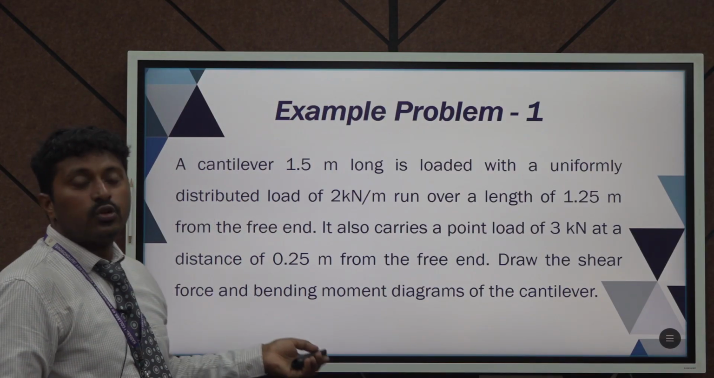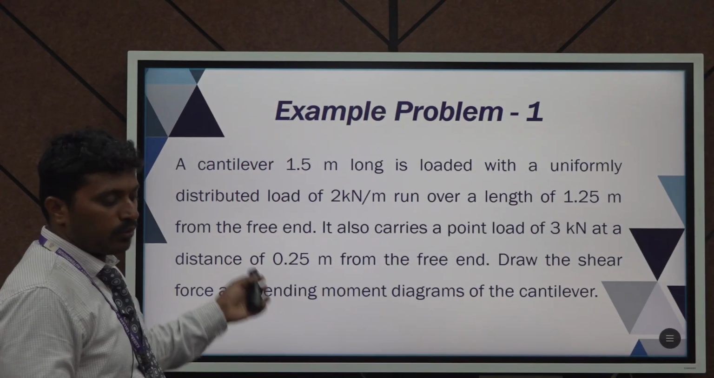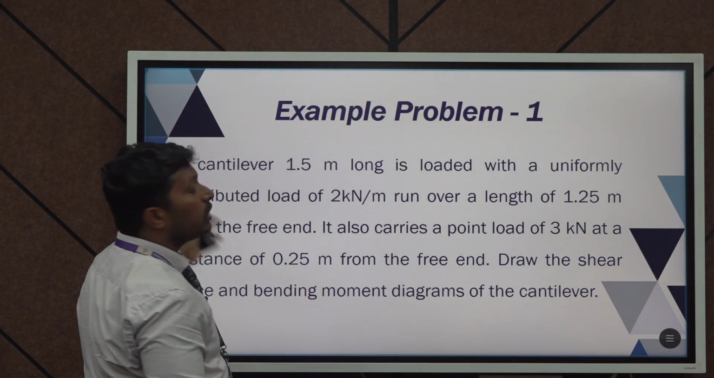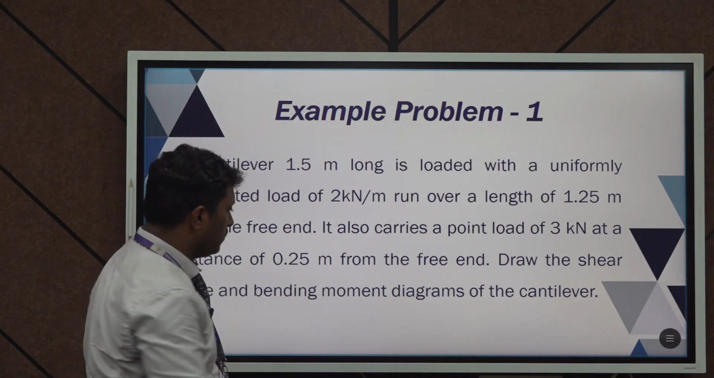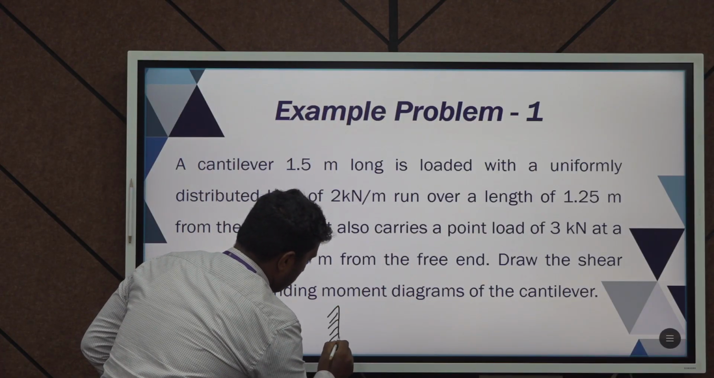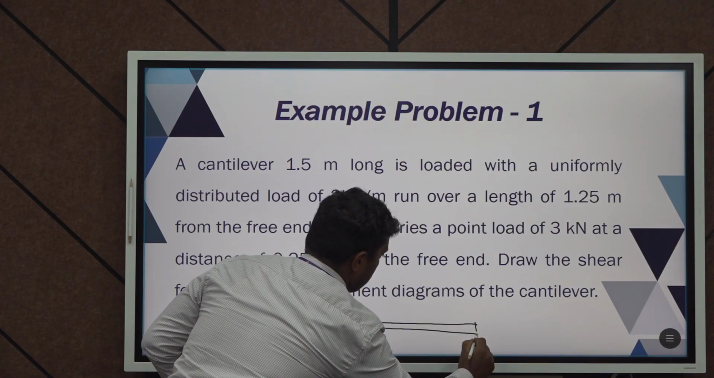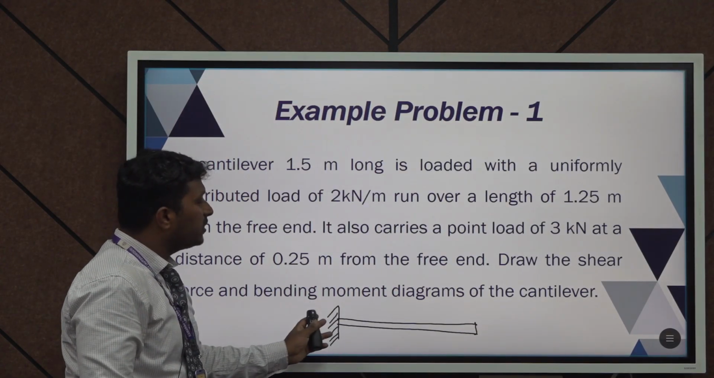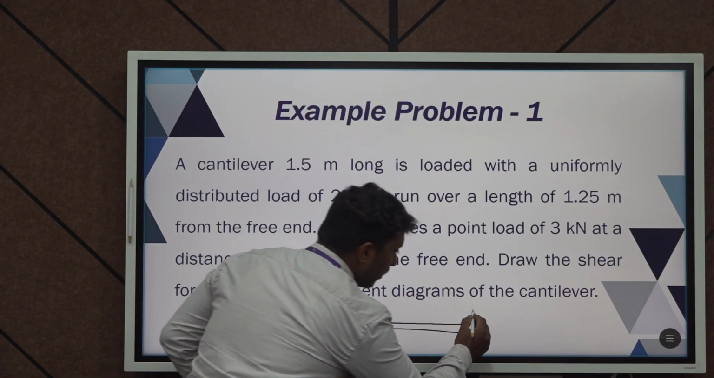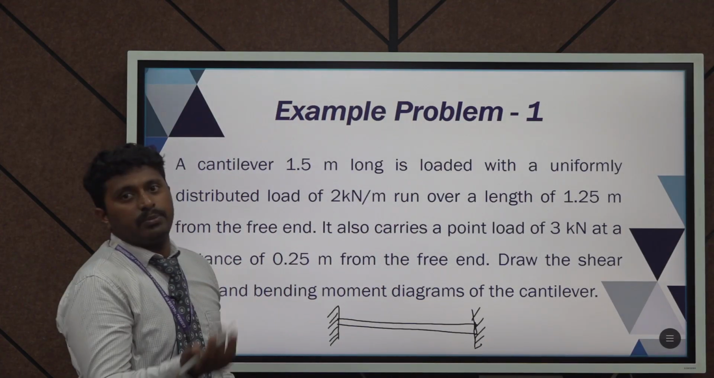First of all, we are going to discuss how to draw the 2D representation for this problem. The 2D representation for a cantilever beam is like this. A beam with one end fixed and another end free is called a cantilever beam. If both the ends are fixed, this is called a fixed beam.